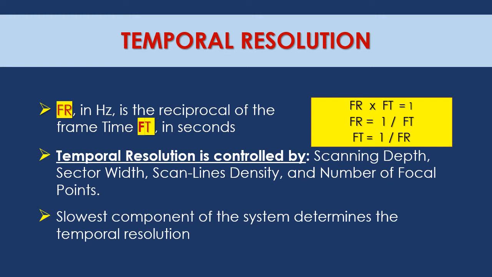What are the factors controlling the temporal resolution, or the frame rate? We have factors and we have limitations, so we need to know the point. Scanning depth is one of the factors. Also, the sector width, scanline density, and number of focal points per scanline. So these are the controlling factors.